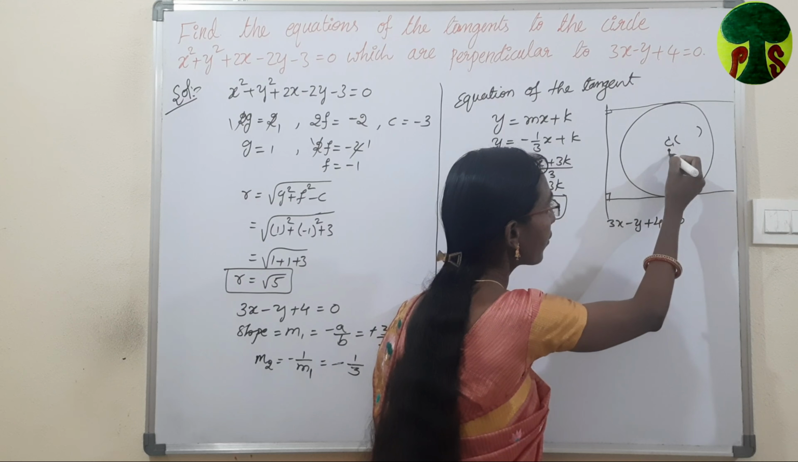Means minus 1 comma the value of f is minus 1, which means we will get plus 1. What is this? This is the center of the circle. Minus 1 comma 1 is the center of the circle. Now find out the perpendicular distance from the center to this line. This line is nothing but x plus 3y minus 3k equals 0.